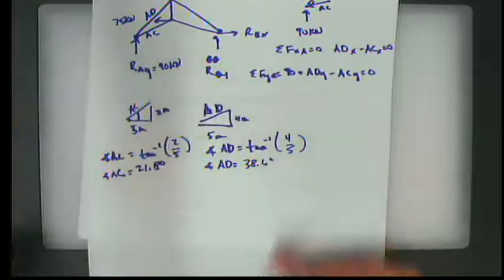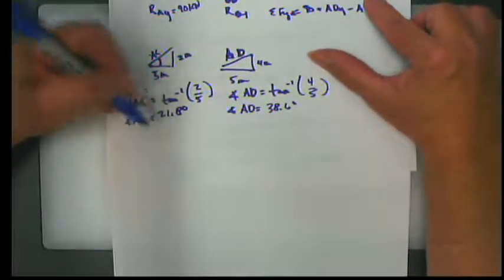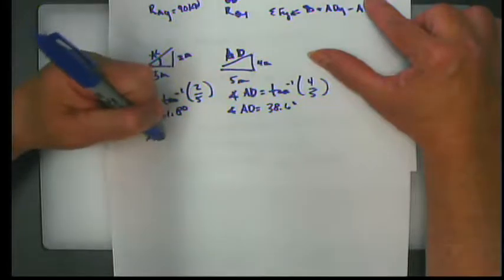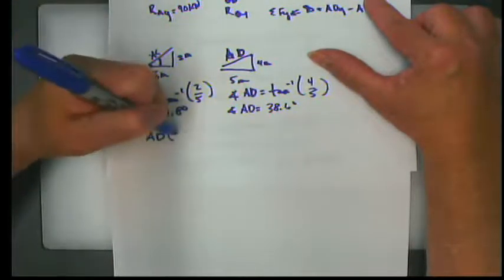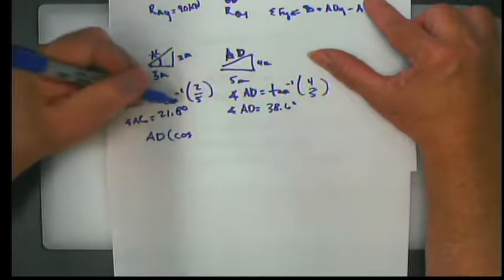38.6 degrees. All right. So to do summation of forces in the x direction, AD in the x direction, we're talking about the cosine of that angle. So it's AD times the cosine.